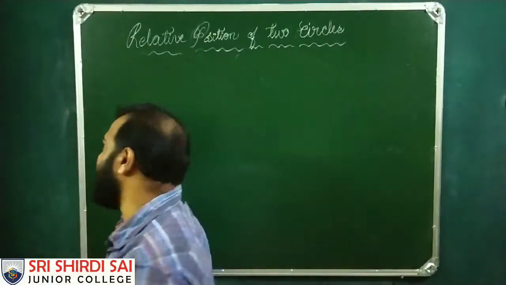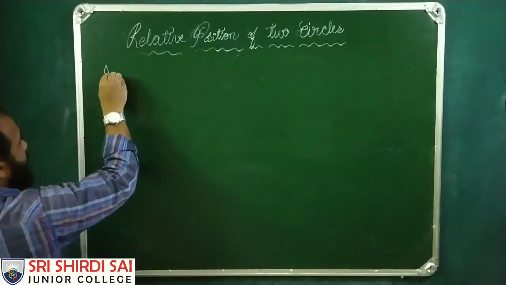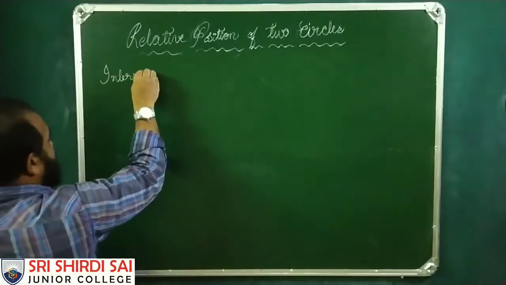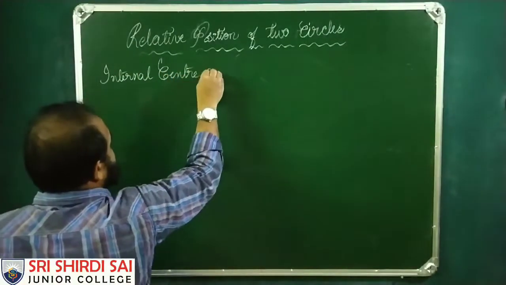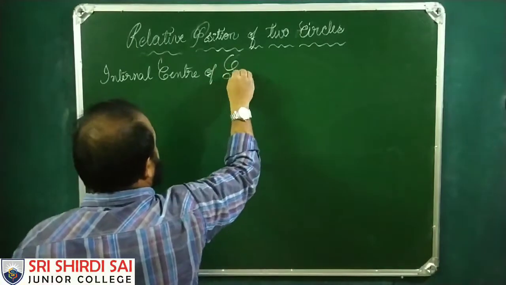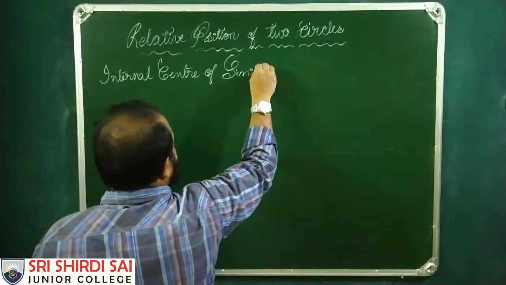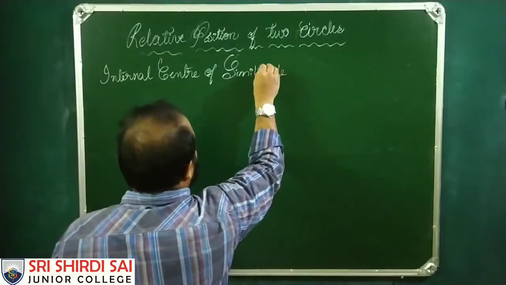And the next one is internal center of similitude. Internal center of similitude.